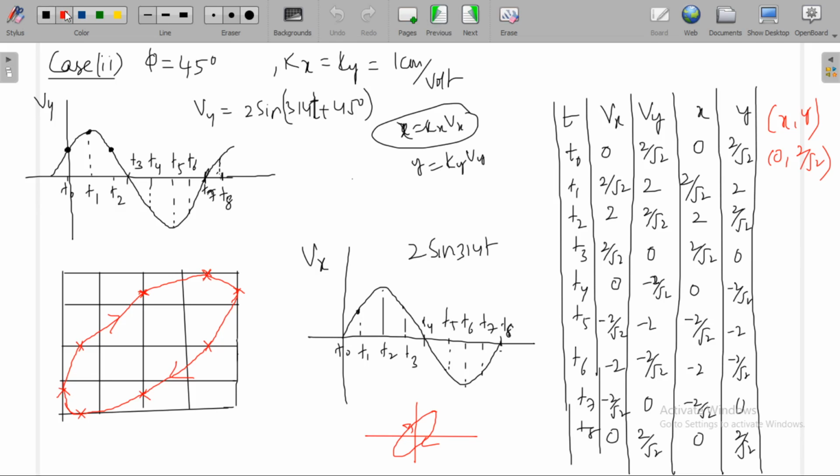So here you can write, this is an ellipse. You can have an ellipse in clockwise direction with major axis in first and third quadrants. You're going to have major axis in first quadrant and third quadrant.